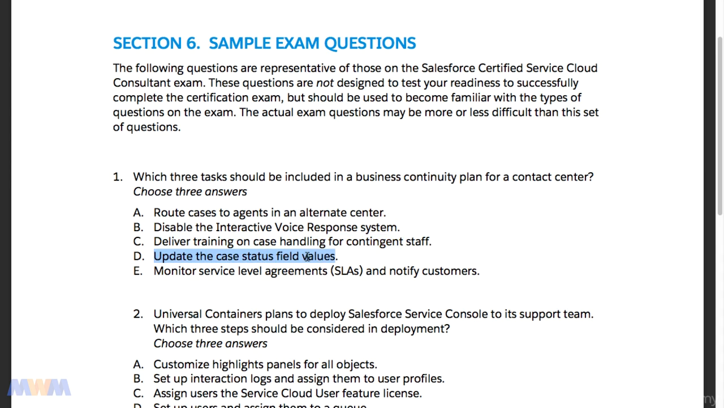D, update the case status field values. That won't do anyone any good. As far as business continuity, you can't update the status field on all your cases to "the Philippines is underwater right now. Help." That's not a valid answer. E is monitor service level agreements, SLAs, and notify customers. So if you don't meet your service level agreements, you will need to notify your customers. And I briefly looked at entitlements and entitlement settings in the previous lecture. We'll be dealing with service level agreements and entitlements and setting milestones in a later section of this course, but E is a correct answer.